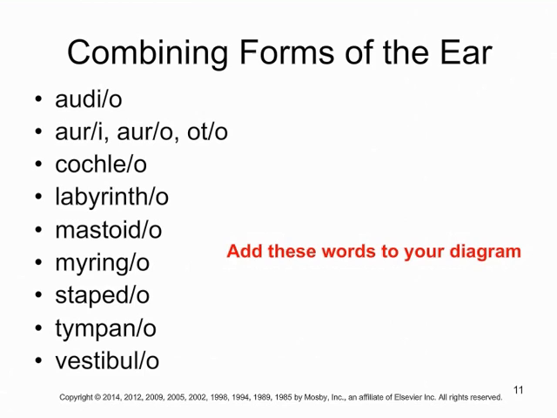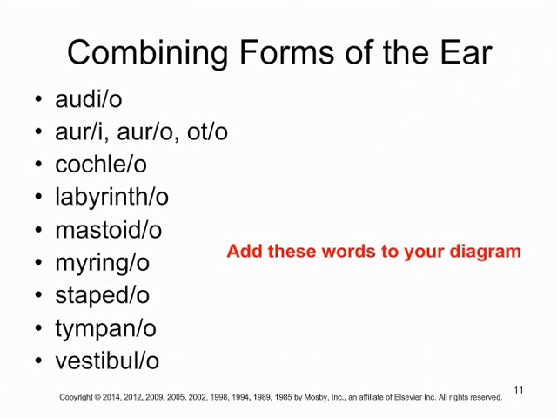We have cochleo, which references the cochlea. However, it can mean the entire inner ear. Labyrintho means the entire inner ear, or the labyrinth area of the ear. Mastoido obviously goes to the mastoid bone behind the external auditory meatus.